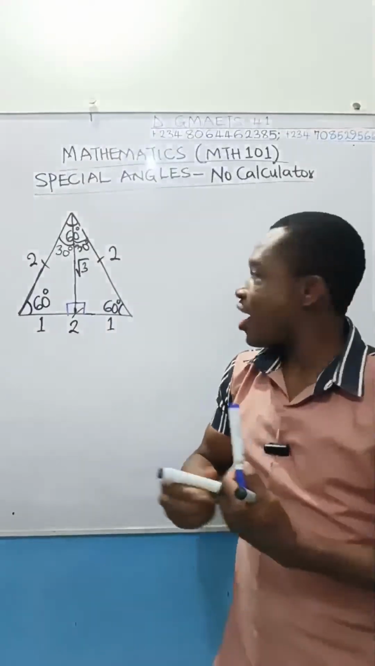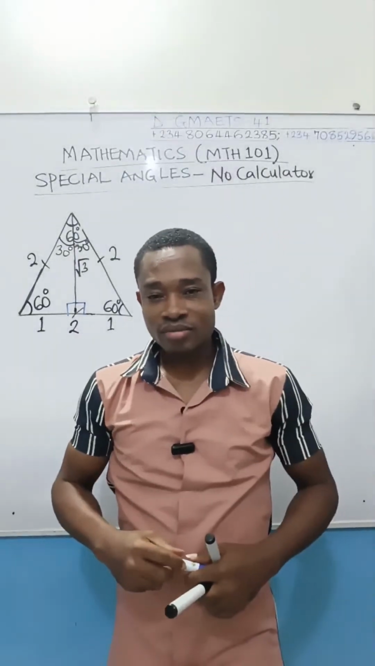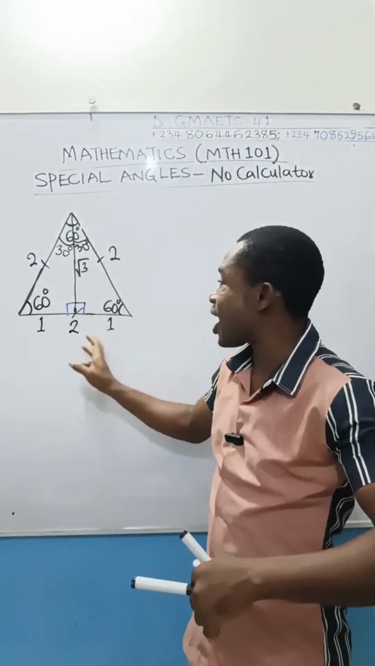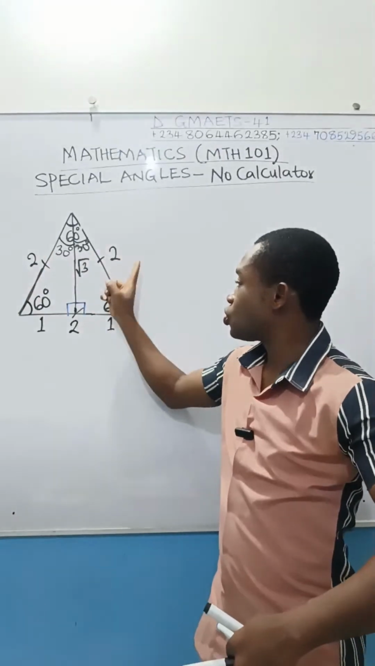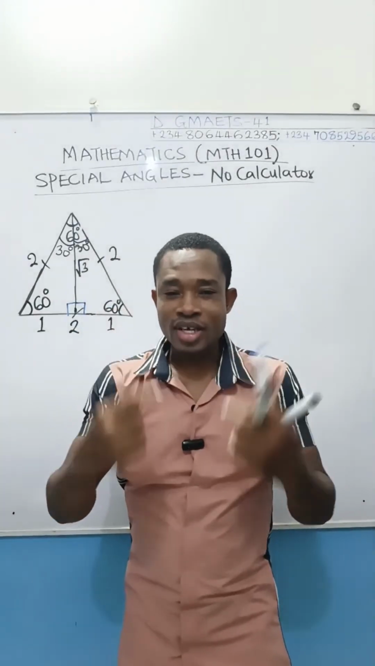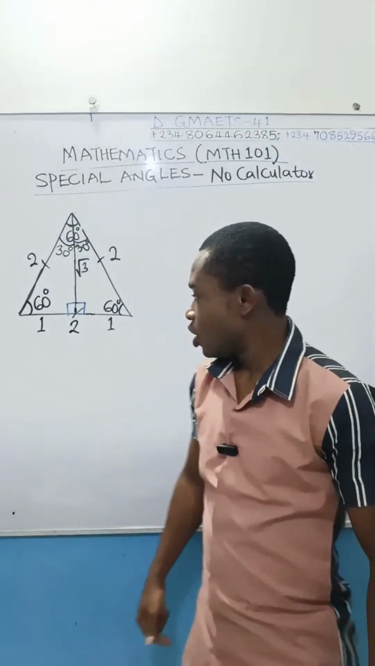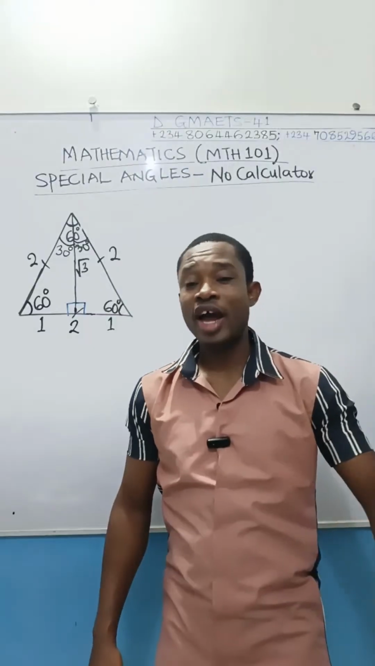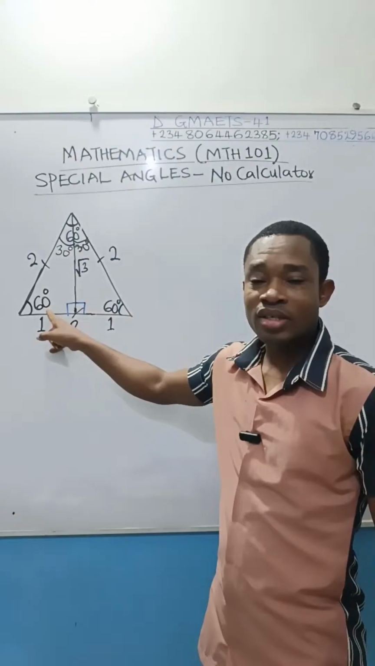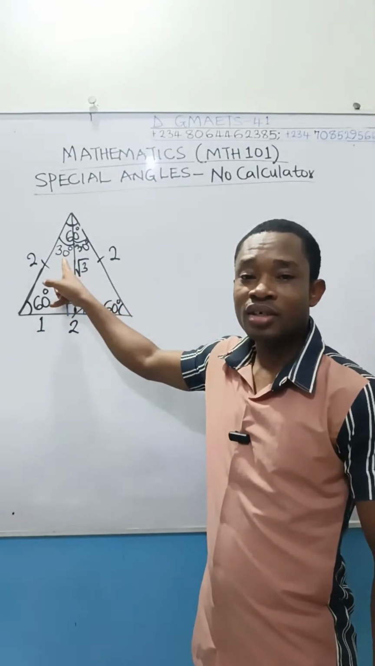You are expected to have this triangle at heart. Have that picture and the values of all the sides. We have 2, 2, 1, 1, square root of 3. Know it at heart. The picture of this triangle will help you a lot when you are to evaluate sine, cos, and tan of these angles here. Sine 60, cos 60, tan 60. Sine 30, cos 30, tan 30.